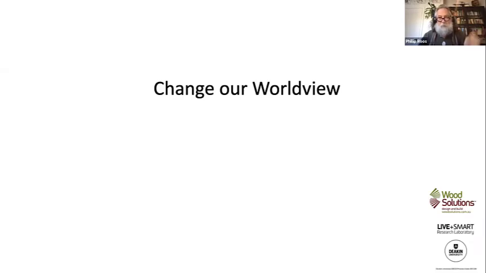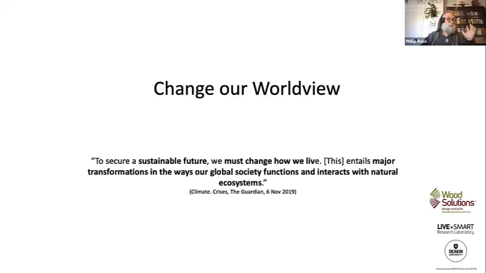In the recent declaration of the climate crisis by 11,000 scientists in 2019, and most of them were Australian scientists, they noted that to secure a sustainable future, we must change how we live. This entails major transformations in the ways our global society functions and interacts with natural ecosystems. Now, how can we do this?